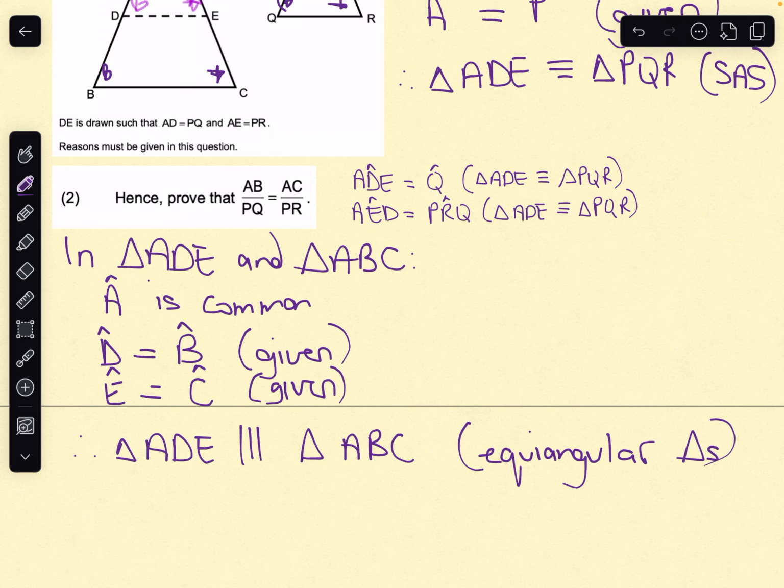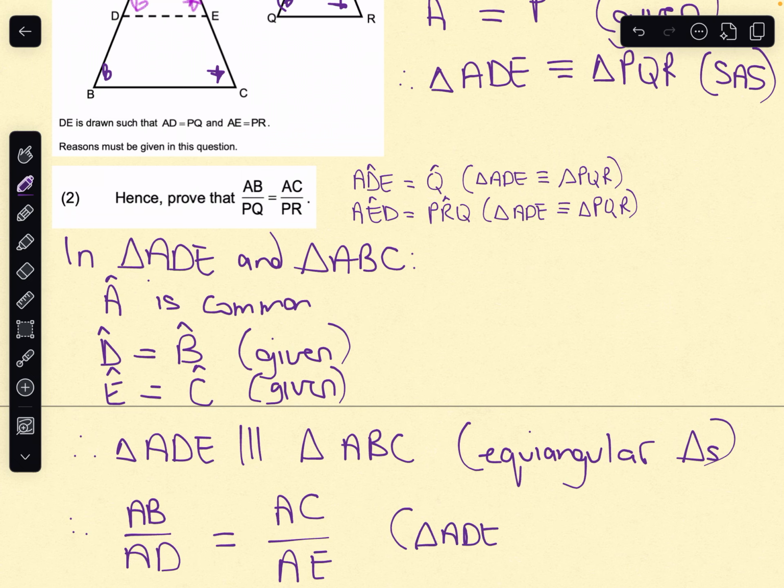And so, what are we interested in? We're interested in AB and AC, and those correspond to AD and AE as we expected. So we're going to say AB over AD, first two over first two, is equal to AC over, so last two over last two, AE, which would be this one. And that's because of the similarity that we just proved.